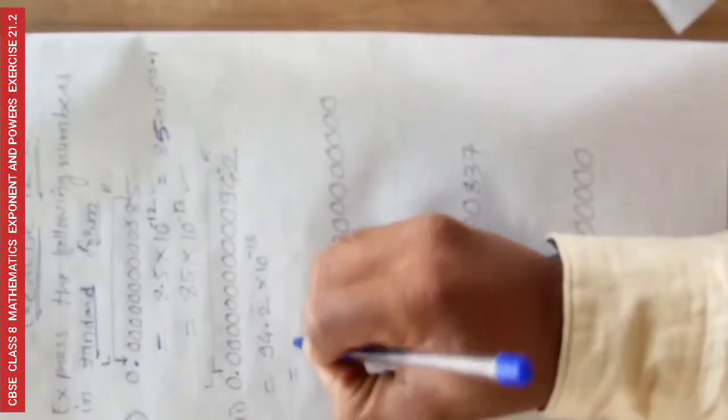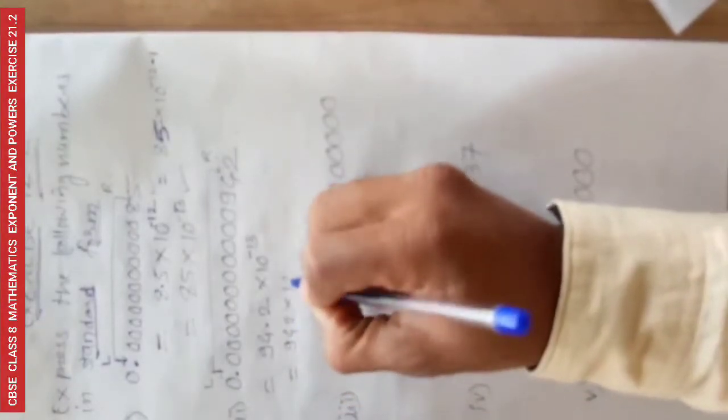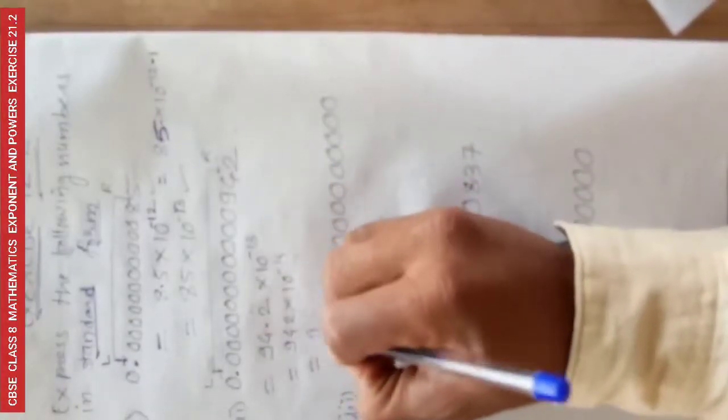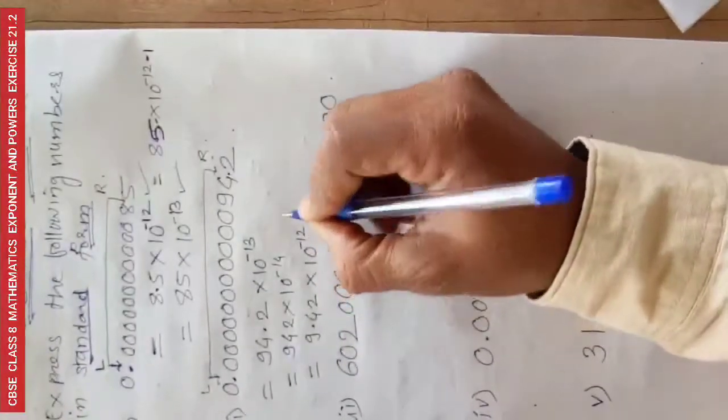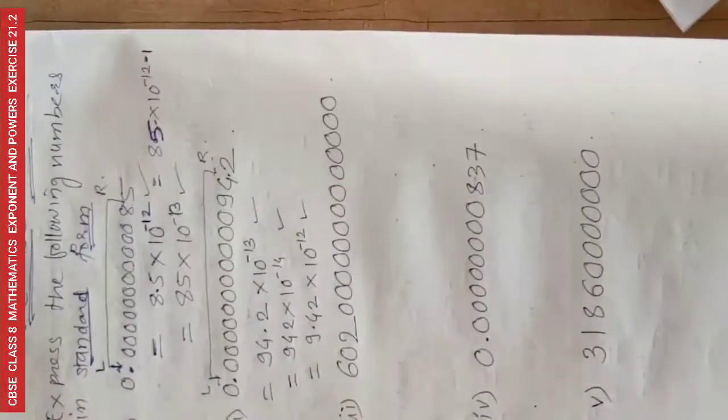It is also written as 942 into 10 raised to the power minus 14. Understand? It can also be written as 9.42 into 10 raised to the power minus 12. This is also an answer, this is also an answer. So this is the standard form.